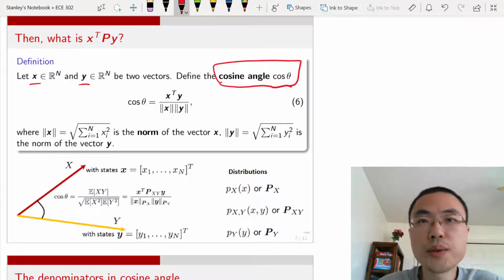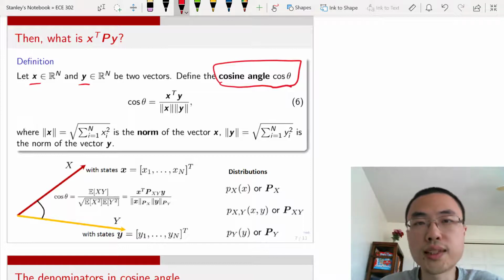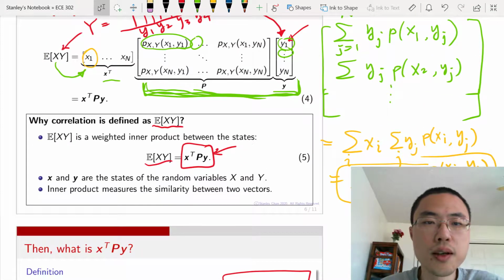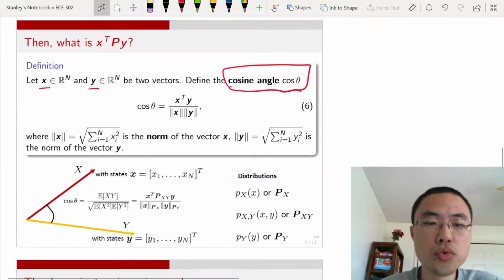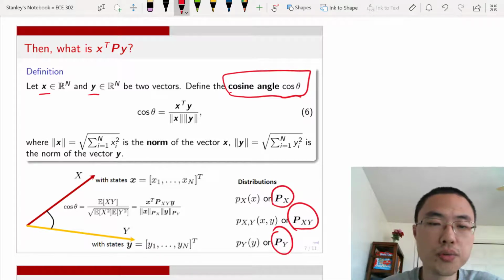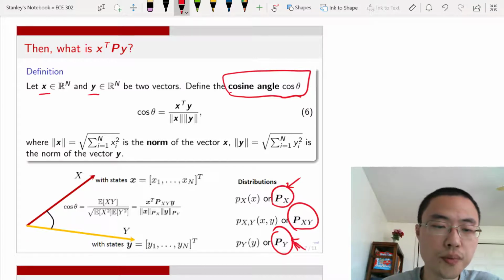Now, of course, there's some subtlety here, because this cosine angle is between x transpose and y. There's really no P matrix; that's what we are defining here. So what we want to do is to think a little bit deeper about what's happening with this P of xy, and then Px and Py, because we haven't really defined what these terms are.